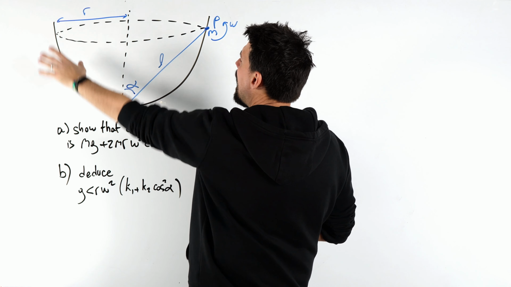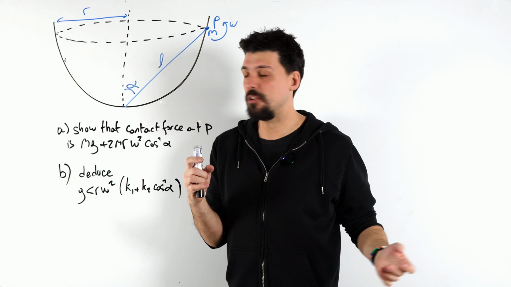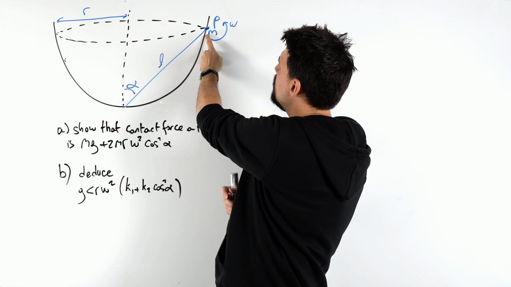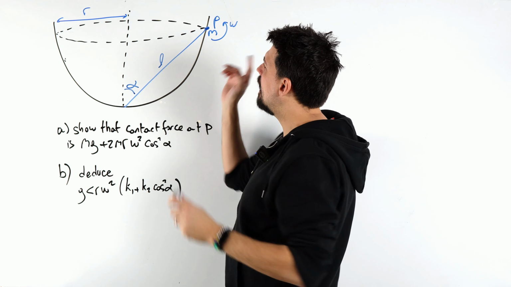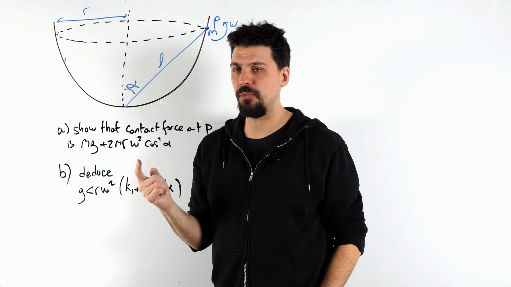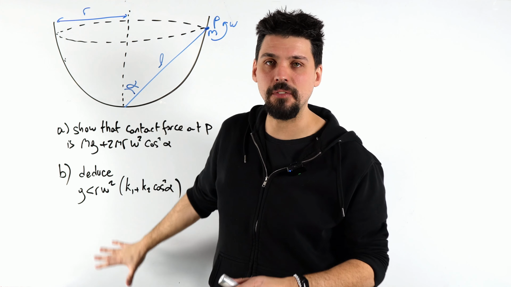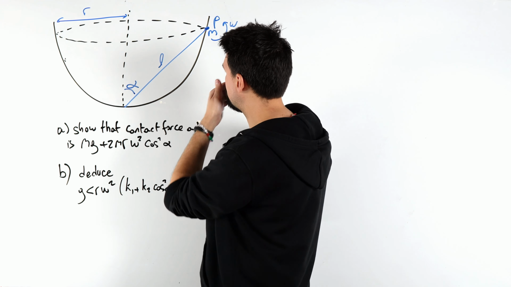We have a hemispherical bowl. That's not an easy one to say. It is smooth. We have a particle of mass m at point P, and it is rotating round the inside of the bowl at angular velocity omega. Notice I haven't written down the whole question. We're just going to do it off the diagram.